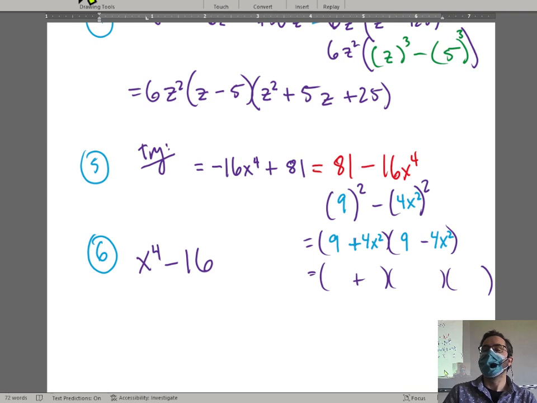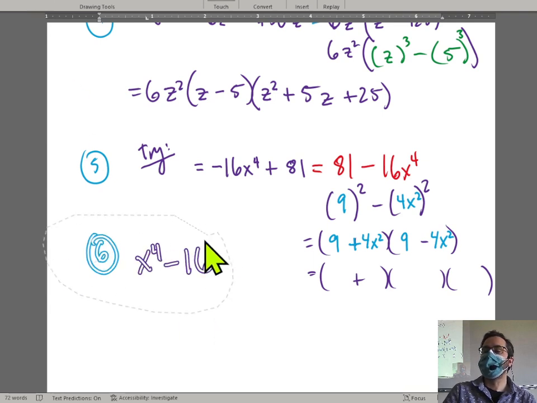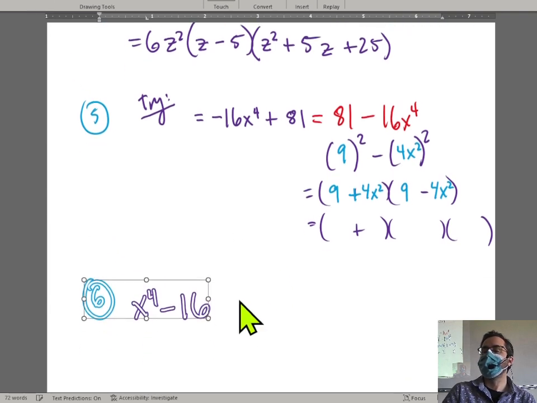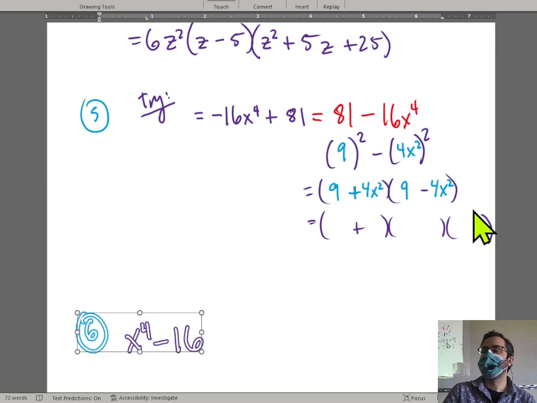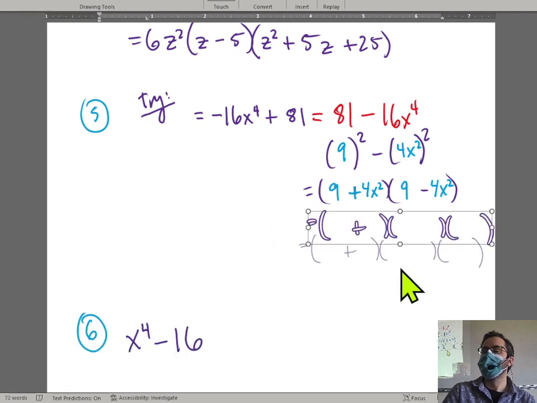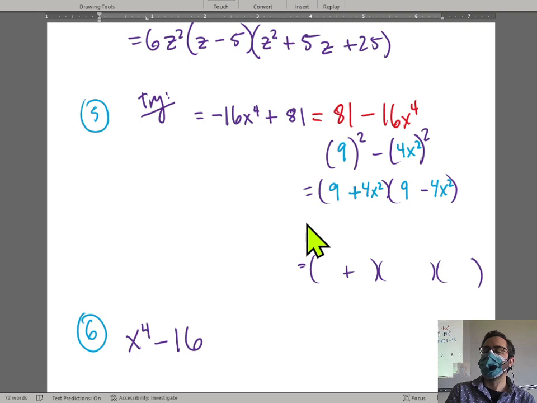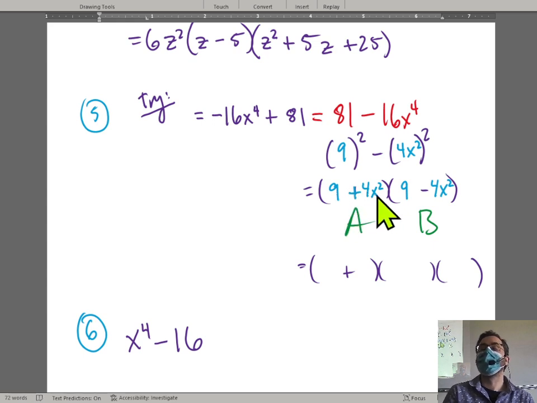Now, I want to move this number 6 down because we still have a little bit of ways to go. And I actually want to make a bit of space right here because one of these can still be factored. Which one of these, A or B, can still be factored? A is a sum of squares. 9 is a square, and 4x squared is a perfect square. So we cannot factor A. How can we factor B?